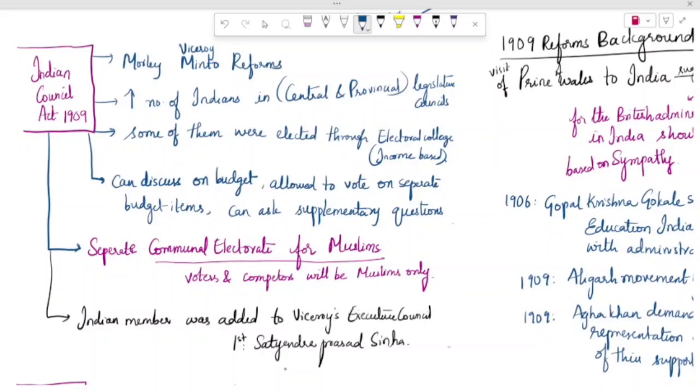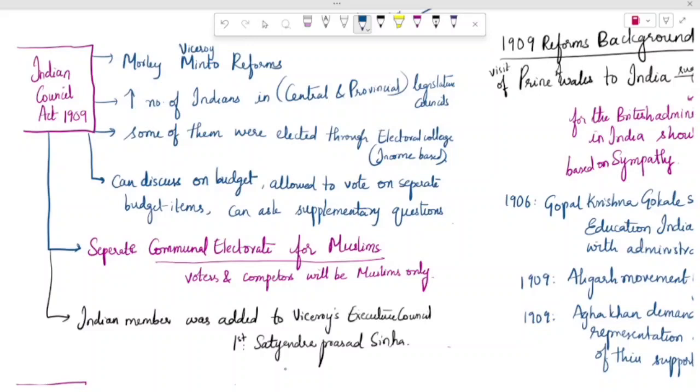Morley was not willing to give a separate electorate for Muslims, but it was Minto who thought that we should divide Indians on religious lines so that we can administer Indians easily. And he was the person who made a separate communal electorate for Muslims. Separate communal electorate for Muslims is nothing but the voters and competitors for the seat will be only from the Muslim community, and all the other people will remain silent.